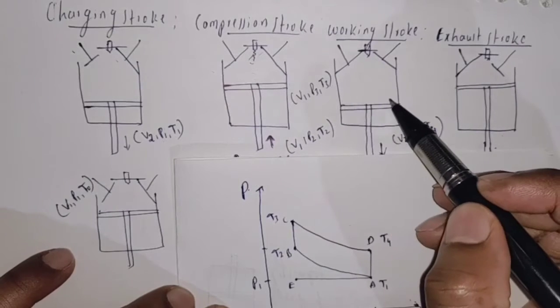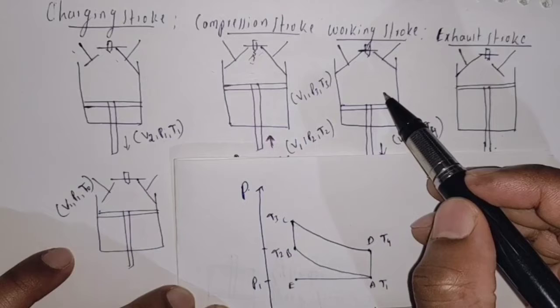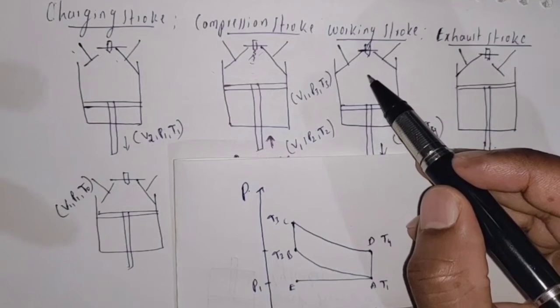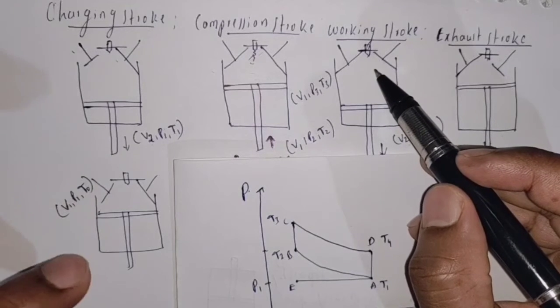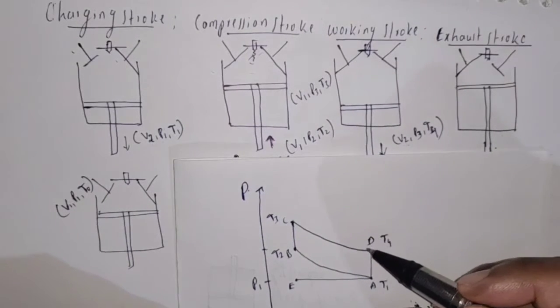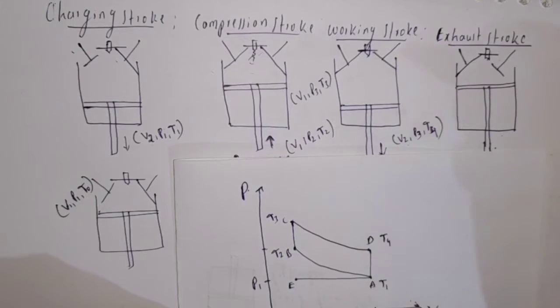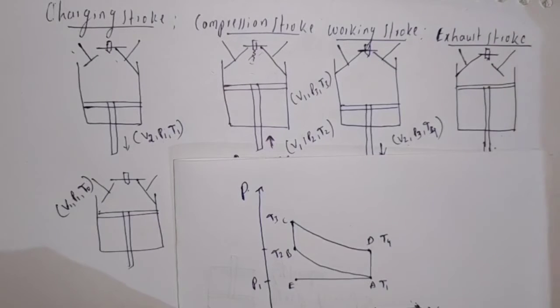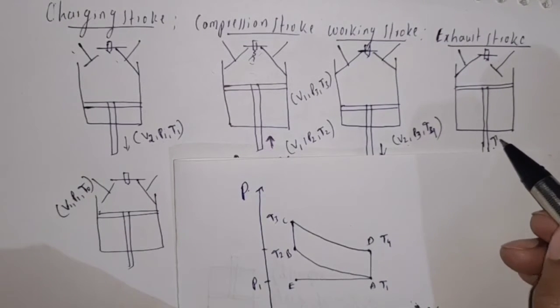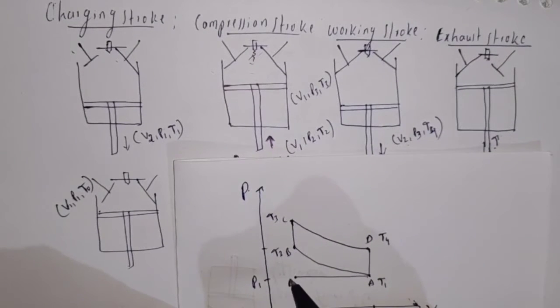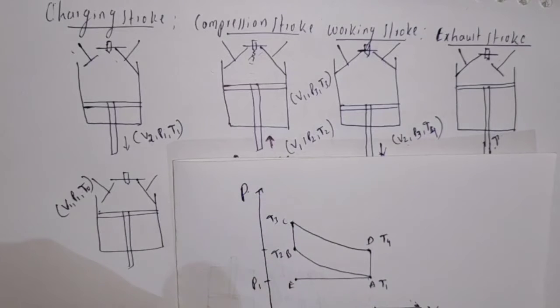This is the condition at the end of the working stroke. In the exhaust stroke, the outlet valve is open. When the outlet valve is open, the temperature and pressure of the cylinder suddenly reduce and the volume remains the same, and we represent this by DA. When the waste gases have completely passed through the outlet valve, the piston moves in the upward direction, and we represent this by AE. This is the PV diagram for the Otto engine.